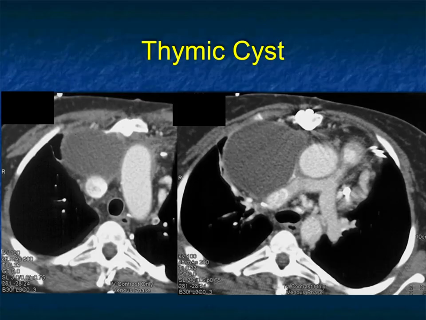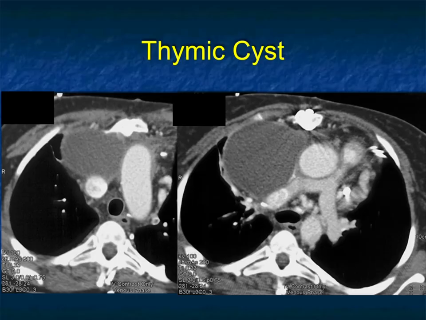And here's a more worrisome one. Large cystic lesion, eccentric. You would track it downward to make sure it wasn't a pericardial cyst, which it's not. It's not a bronchogenic cyst, bad location. But it could be a cystic thymoma. It has some rim enhancement, very minimal.